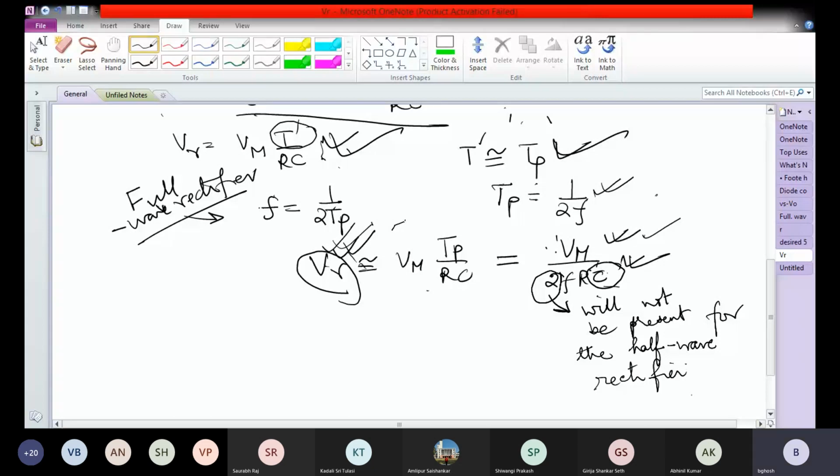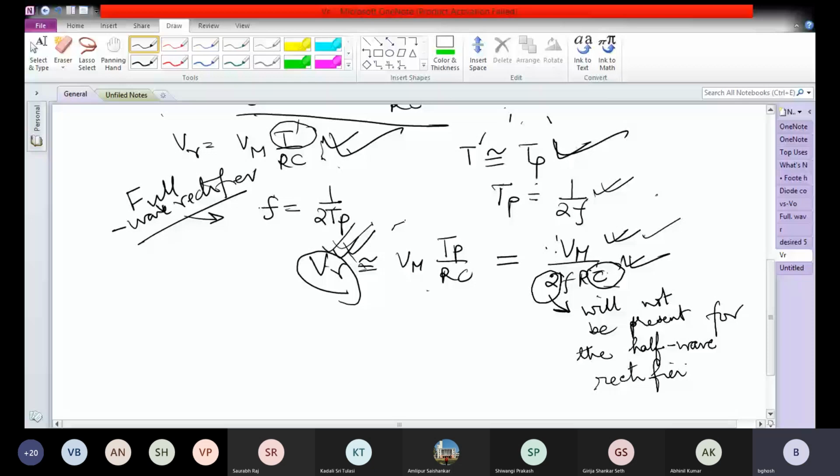So therefore, we see that the ripple voltage will be twice that of the full wave rectifier. The ripple voltage for the half wave rectifier will be twice that of the full wave rectifier. Okay. So this ends the part on the required filter capacitance to achieve a particular ripple voltage.